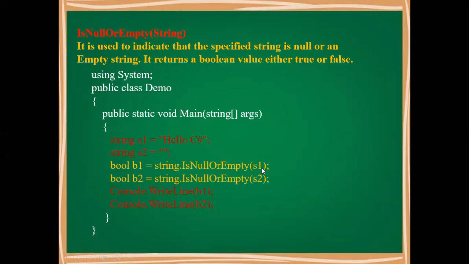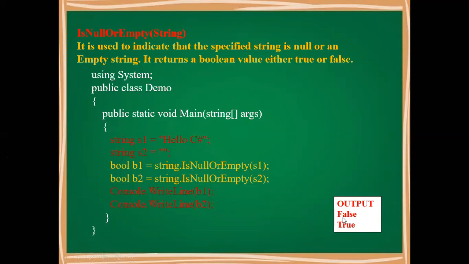Here two things I want you to remember, that this is a combination of 4 words: Is, Null, Or, Empty. As per the naming convention, every word का first letter will be capital. So string.IsNullOrEmpty(s1). So s1 is not empty, so it will give you false. string.IsNullOrEmpty(s2). So s2 is empty, so it will give you true. We are just printing in the next 2 lines. You can find out the first statement is false because it is not empty.